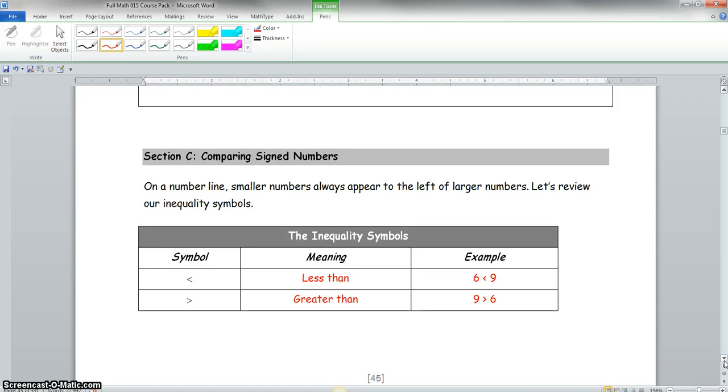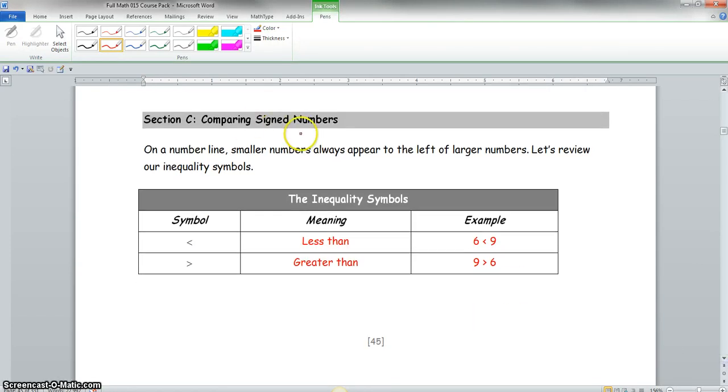Now we go here to section C. It says comparing signed numbers. On a number line, smaller numbers always appear to the left of larger numbers. Let's review our inequality symbols. Now, this symbol means less than. So an example, 6 is less than 9. This symbol means greater than. For example, 9 is greater than 6.